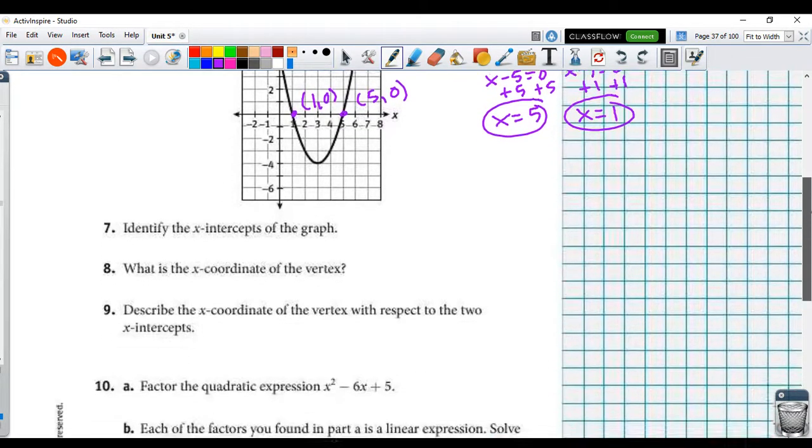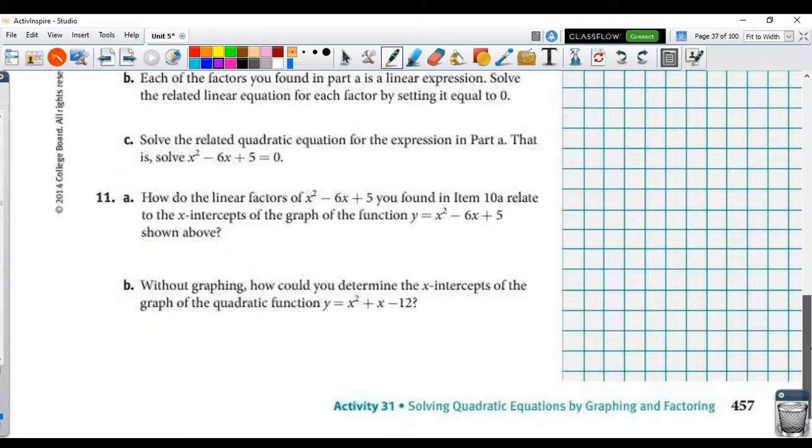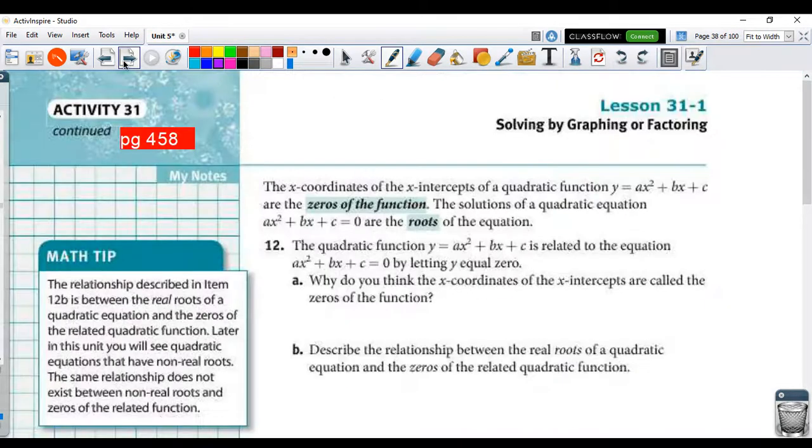Okay. Now, I want you to try another one. Number 11, part B. Down here, they're giving you another example. So pause your video so that you can work on this one, and I'll give you the answer. The two x-intercepts here end up being negative 4 and positive 3. So check your answer. Okay. There's some more problems on the next page that you can work on, page 458.